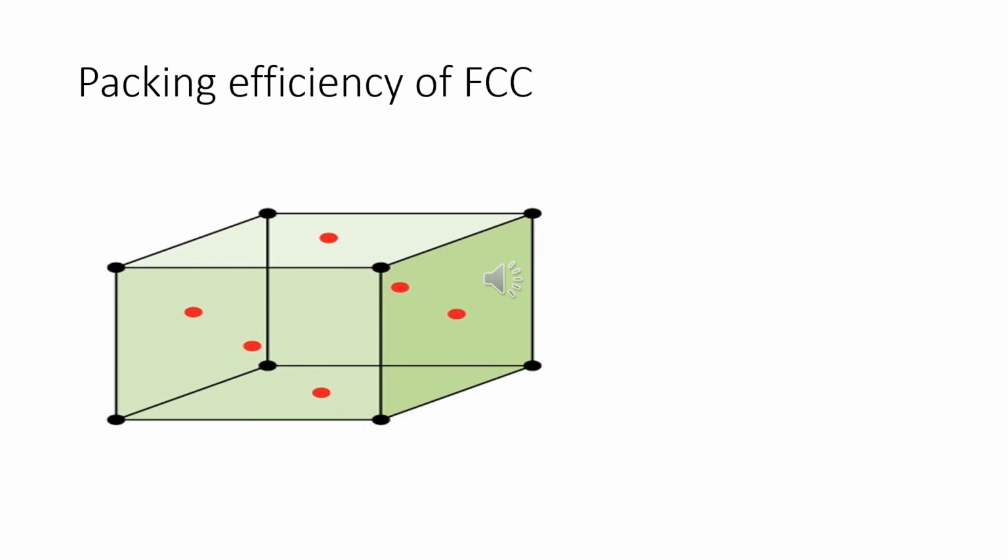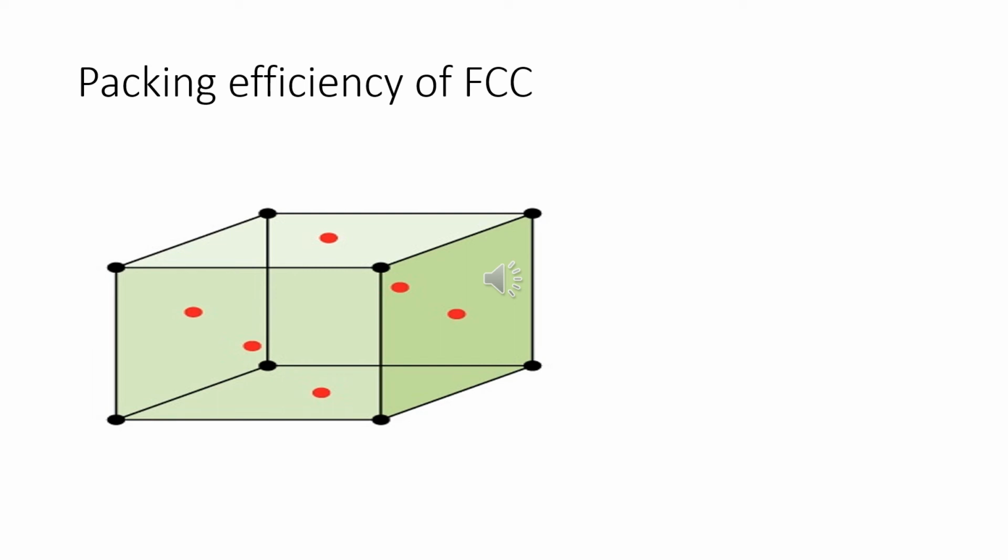We see the packing efficiency of the face-centered cubic lattice, that is FCC. An FCC has 8 atoms at the corners and 6 atoms at the faces. In this figure we see the left, right, back side, front side, top and bottom. There are 6 atoms at each face.